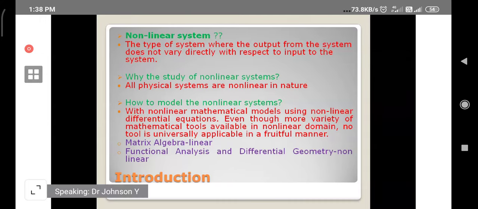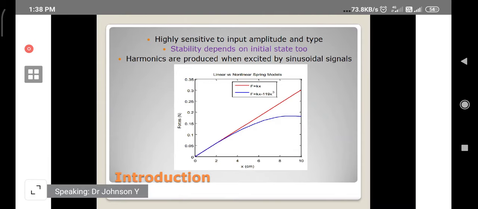Here we can see a spring model, and two colors are shown, red and blue. The red color represents a linear spring model. Here the force is proportional to the displacement or distance moved by the spring. So when the force increases, the spring movement also increases in a linear manner. There is a straight line we can see.